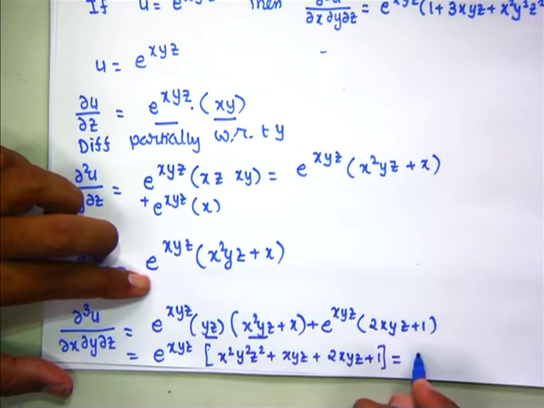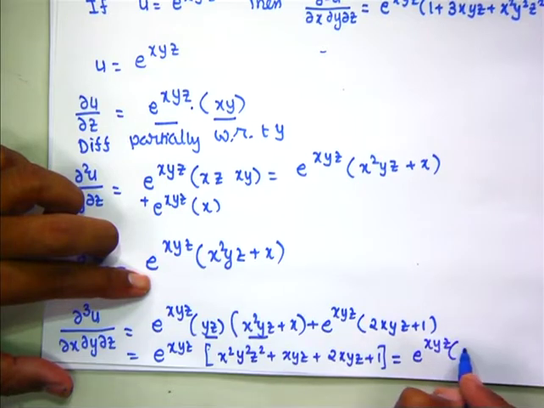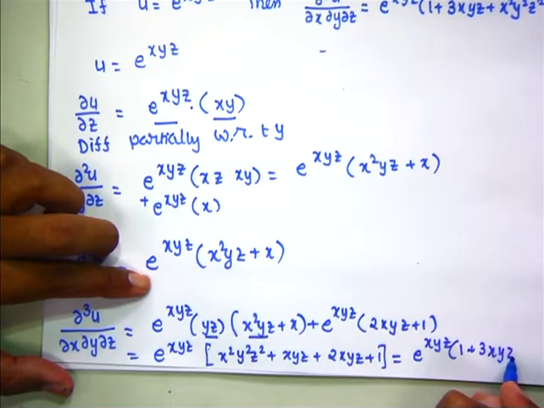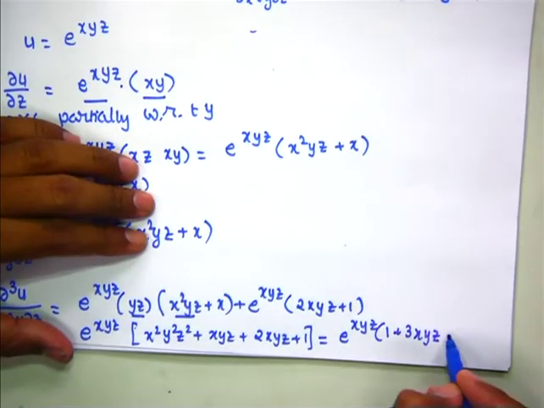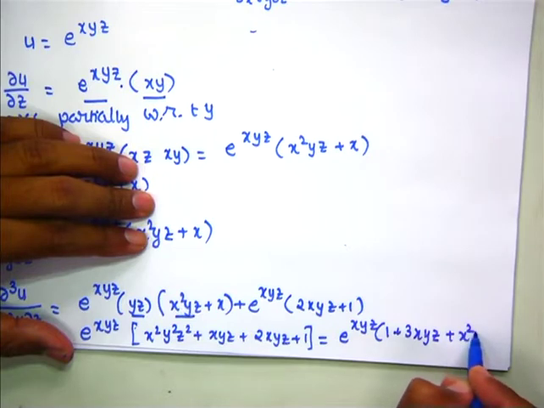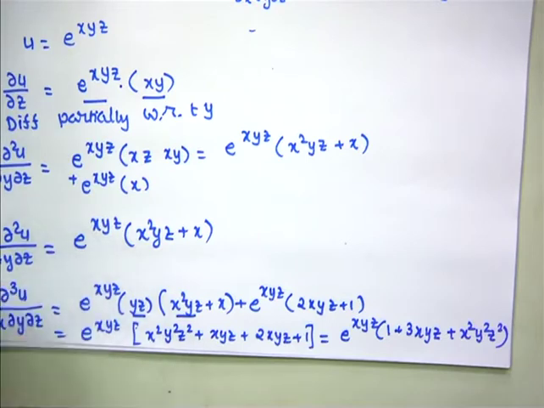So finally we get e to the power xyz into 1 plus 3xyz plus x square y square z square. So this example is proved.